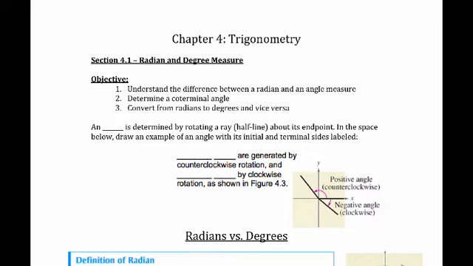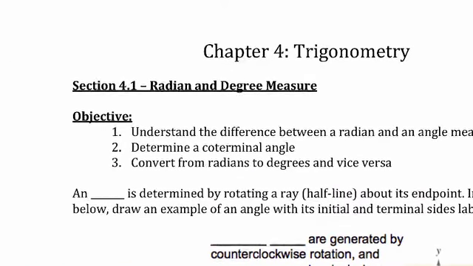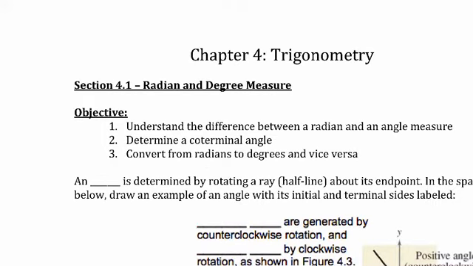All right, Unit 4, we actually start getting into the more trigonometry part of the class that is called Trigonometry and Precalculus. So, with trigonometry, we got to start off talking about angles. We're focusing today on radians and degrees. Our objectives for today: we're going to understand the difference between a radian and an angle measure, determine coterminal angles, and convert from radians to degrees and vice versa.